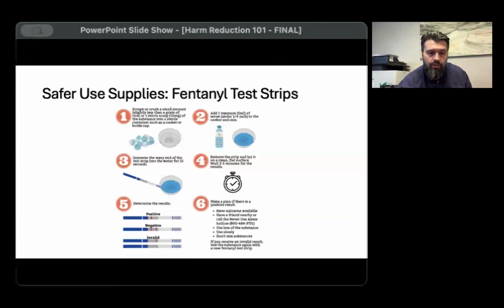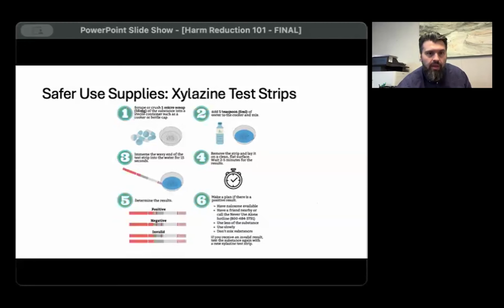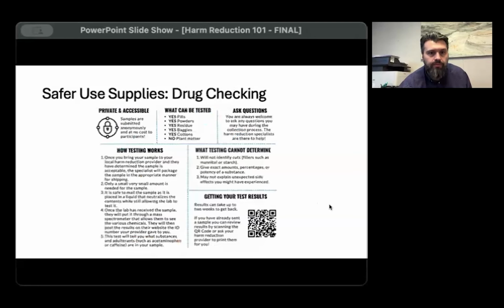It's not complicated to read and interpret those results to make sure that their supply is safe. And you can also do that for xylazine as well. They have these test strips there, and you can provide education for them moving forward.